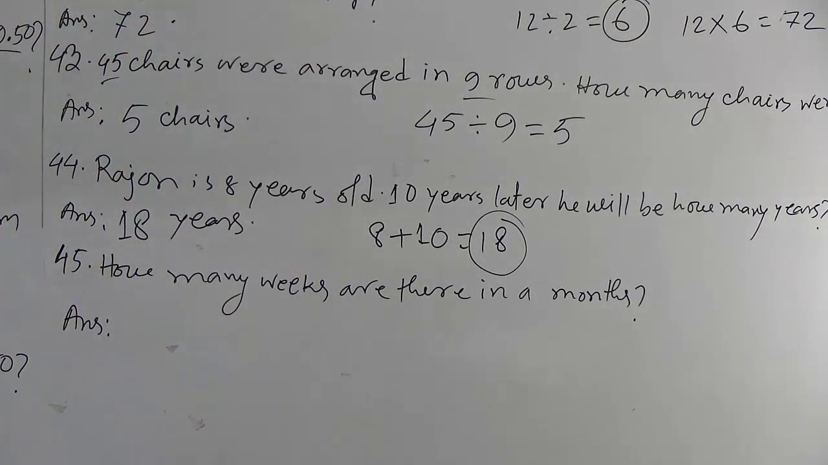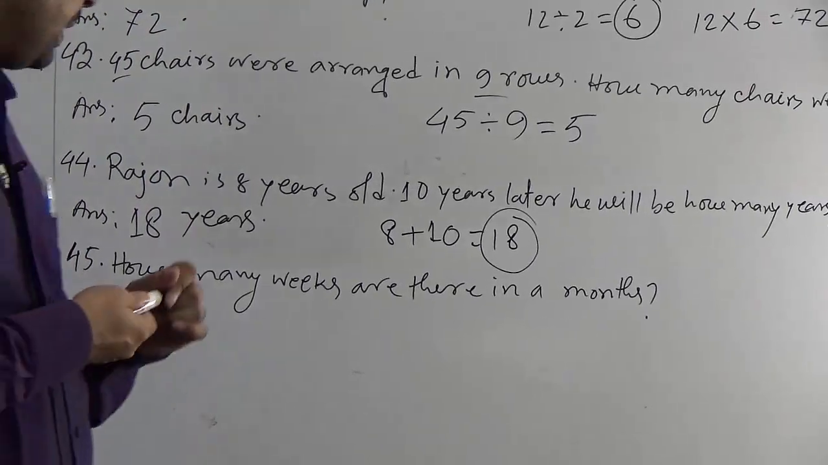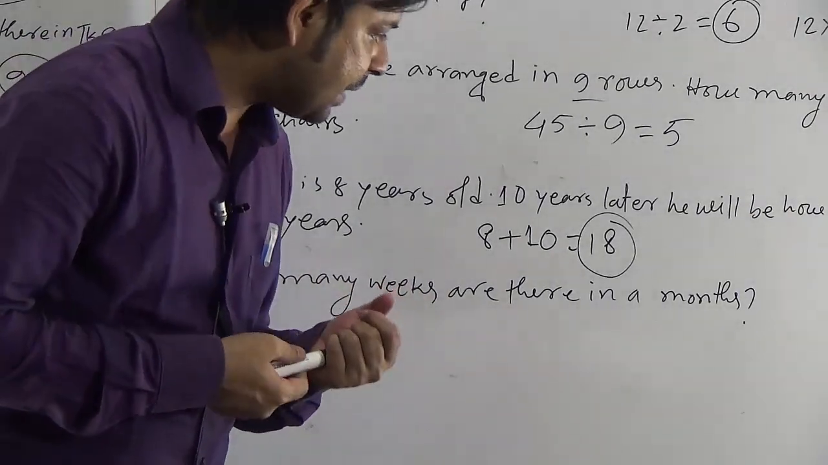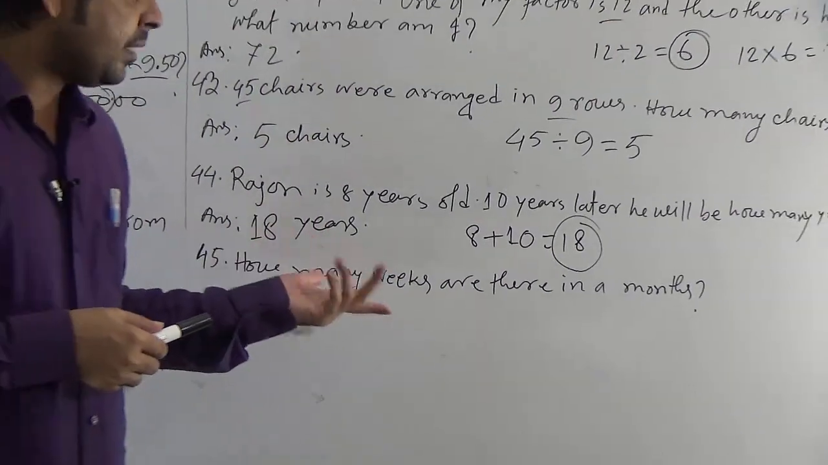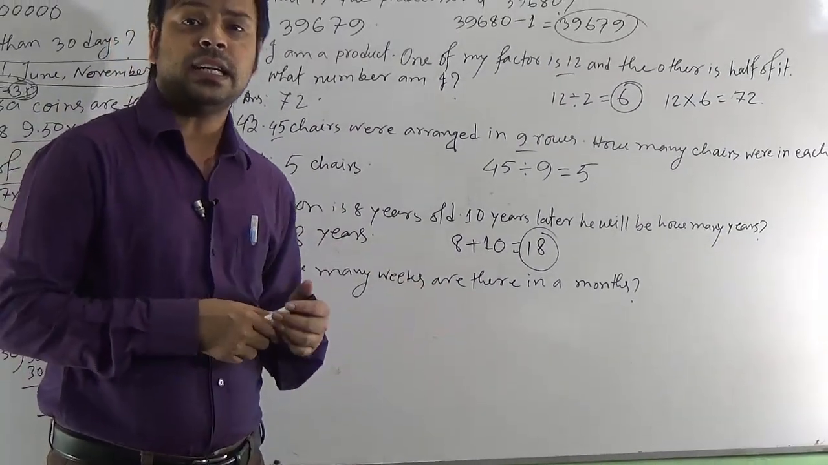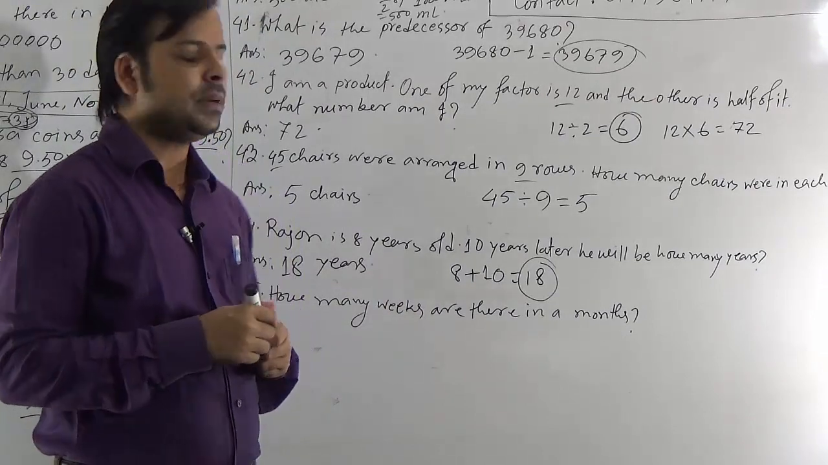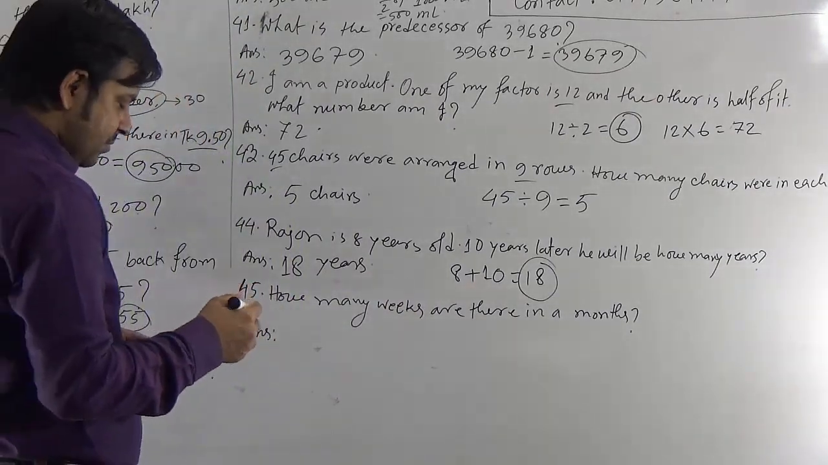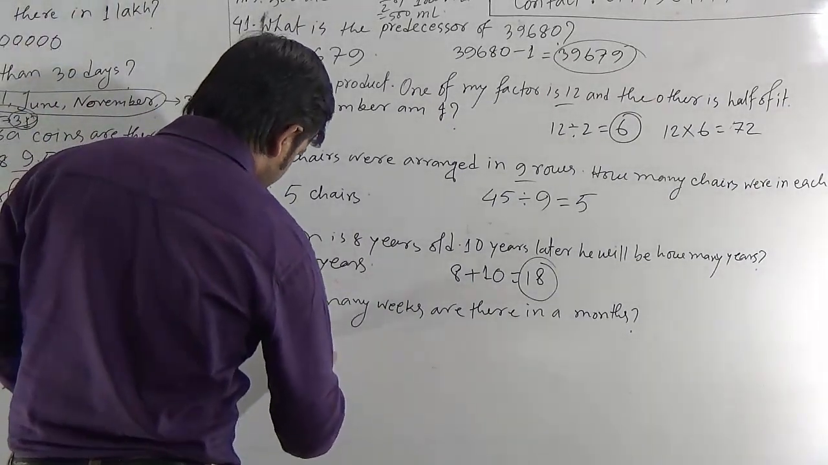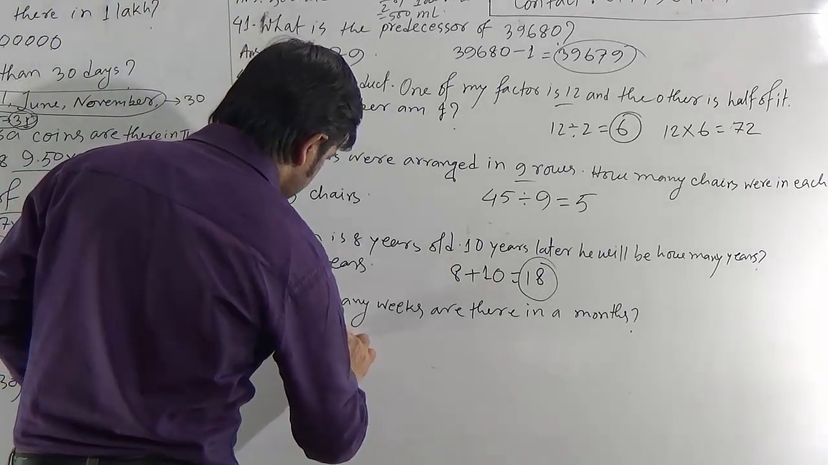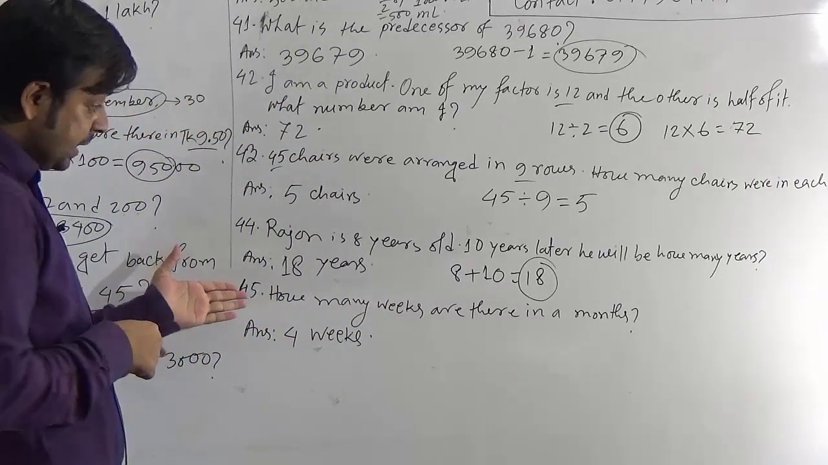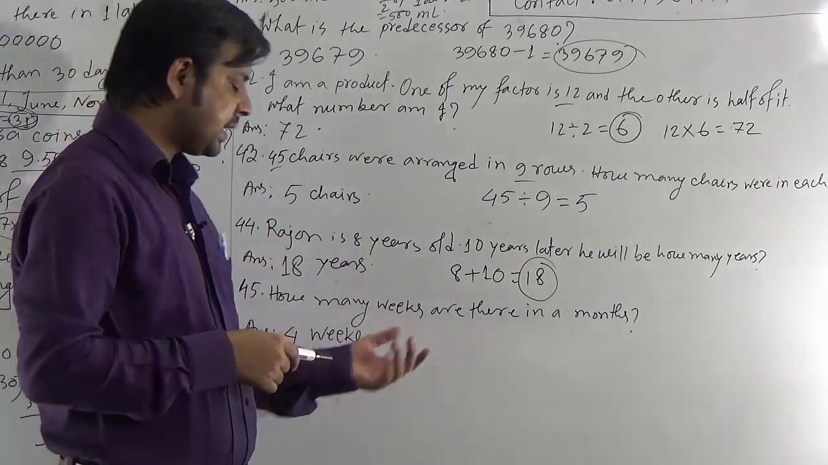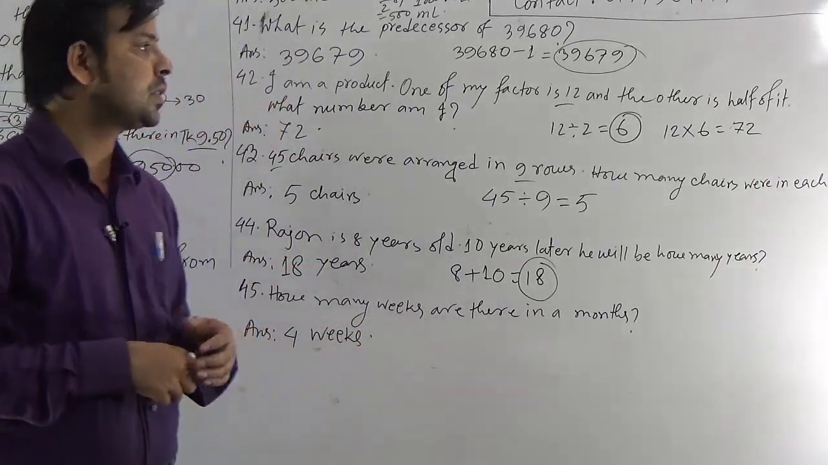Now the last question for today, 45. How many weeks are there in a month? Dear students, there are 4 weeks in a month. So we can write here 4 weeks. As our question is how many weeks, so we can say 4 weeks. This is our last question today.